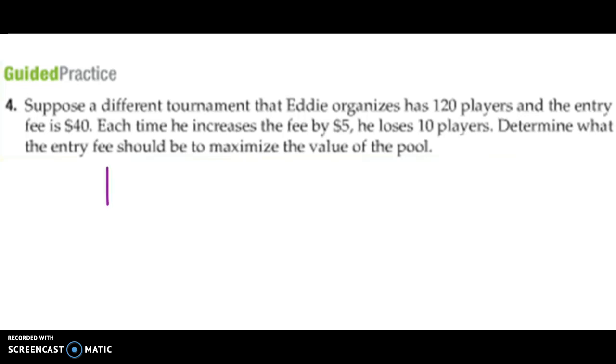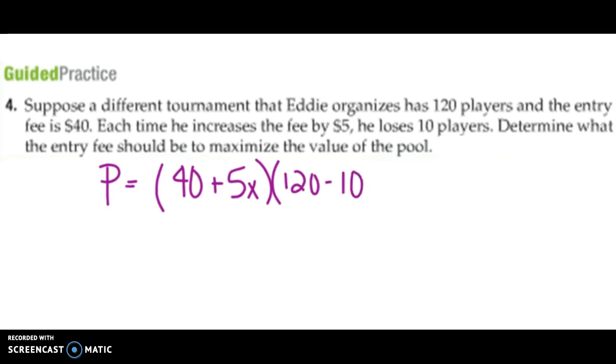So to find his profit, it's going to be the $40 plus $5 for price change. And we're going to say it starts at 120 players, but he loses 10 for every price change. Now we have it set up. You can go from here. You're trying to find the entry fee. So find x, and then you put it back into this equation right here to find out the entry fee to maximize his profit.